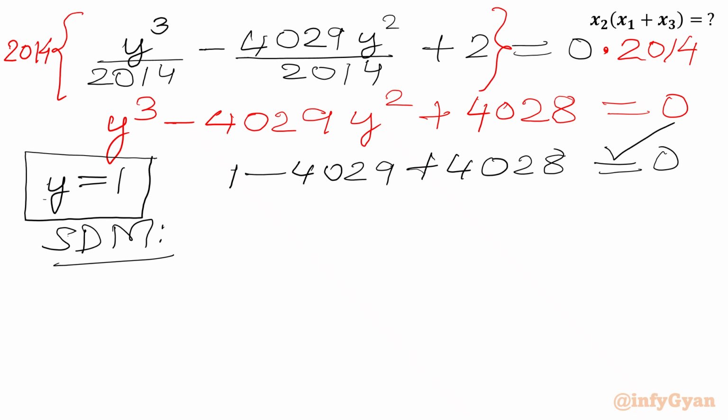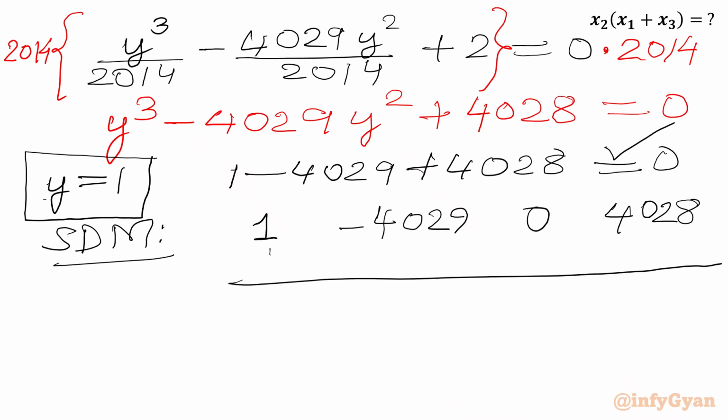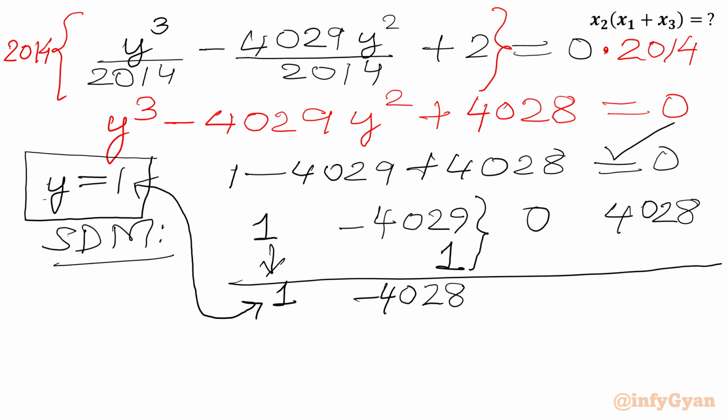So I need to write all the coefficients of the cubic equation. We will write 1, the coefficient of y cube. The coefficient of y square is minus 4029. The coefficient of y is 0. The constant is 4028. We'll put one line over there. The leading coefficient 1 would be as it is. Now we have to multiply the base solution with this leading coefficient 1, and we will write the product here. 1 times 1 is 1. Add these two numbers. We will get minus 4028.